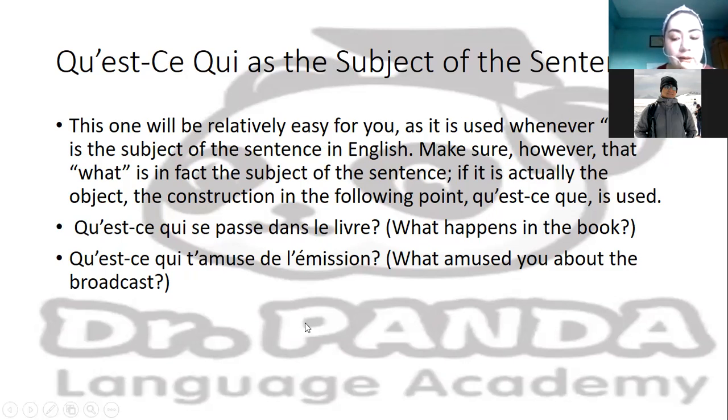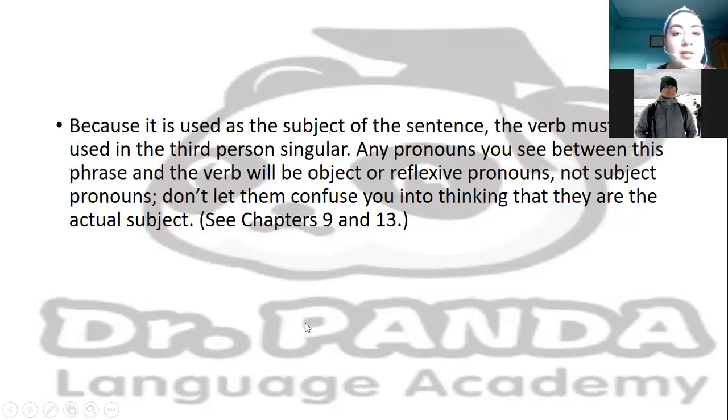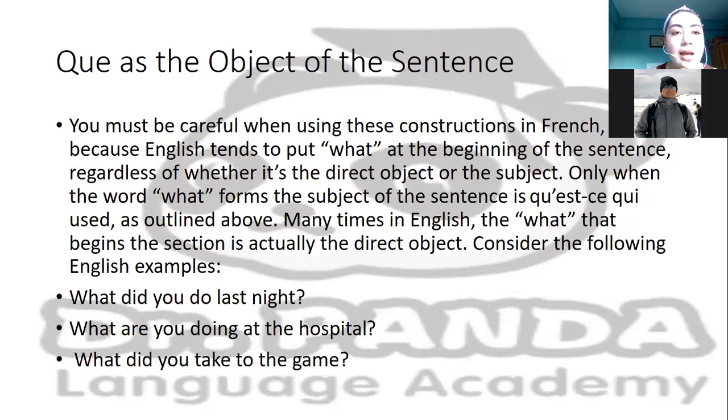Very good. So because it is used as a subject of the sentence, the verb must be used in a third person singular. Any pronouns you see between the phrase and the verb will be object or reflexive pronouns, not the subject pronouns. Don't let them confuse you into thinking that they are the actual subject. And then you have que as the object of the sentence.